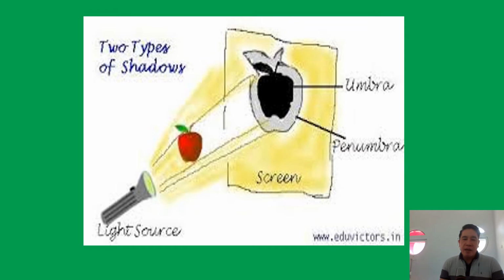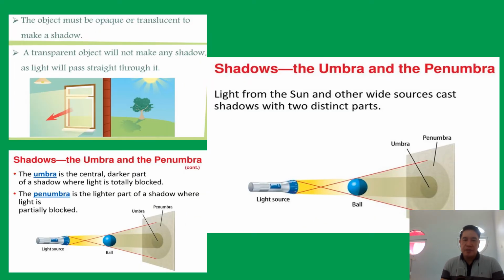There are two types of shadows. We have the umbra and we have the penumbra. The object must be opaque or translucent to create a shadow. A transparent object will not make any shadow as light will pass straight through it. Shadows of the umbra and the penumbra.